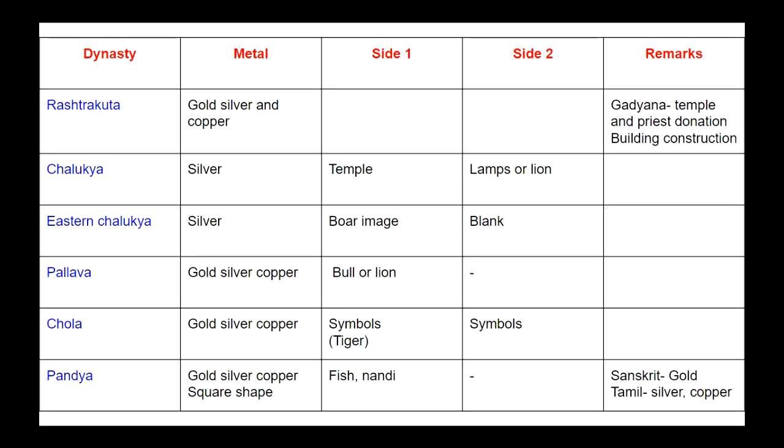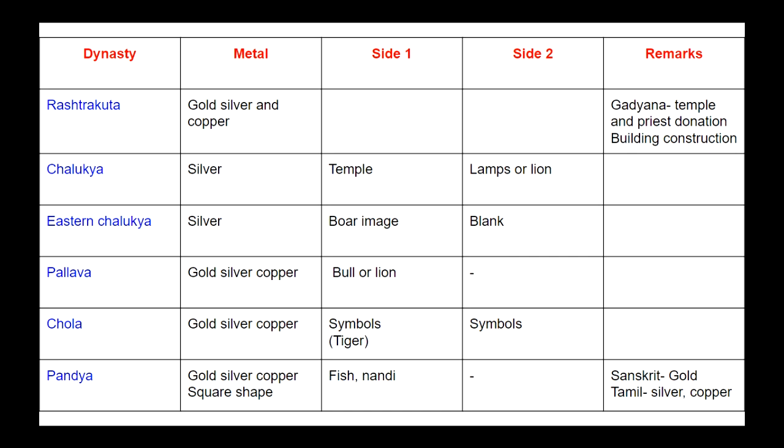Rashtrakuta. The Rashtrakutas issued gold, silver, and copper coins, and there were different denominations of coins. Gadiana was one of the denominations, and it was used for temple and priest donations, and Gadiana was also used to pay for building construction.